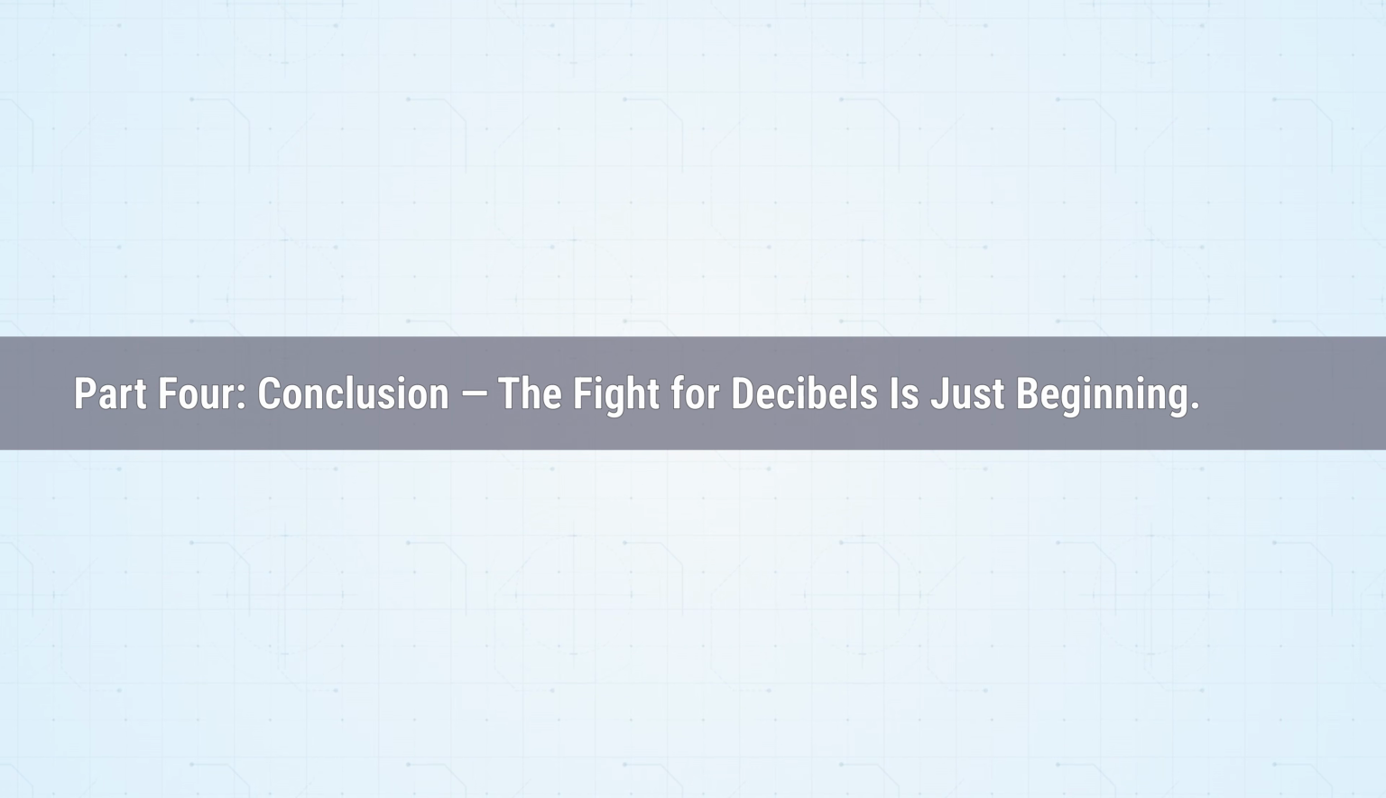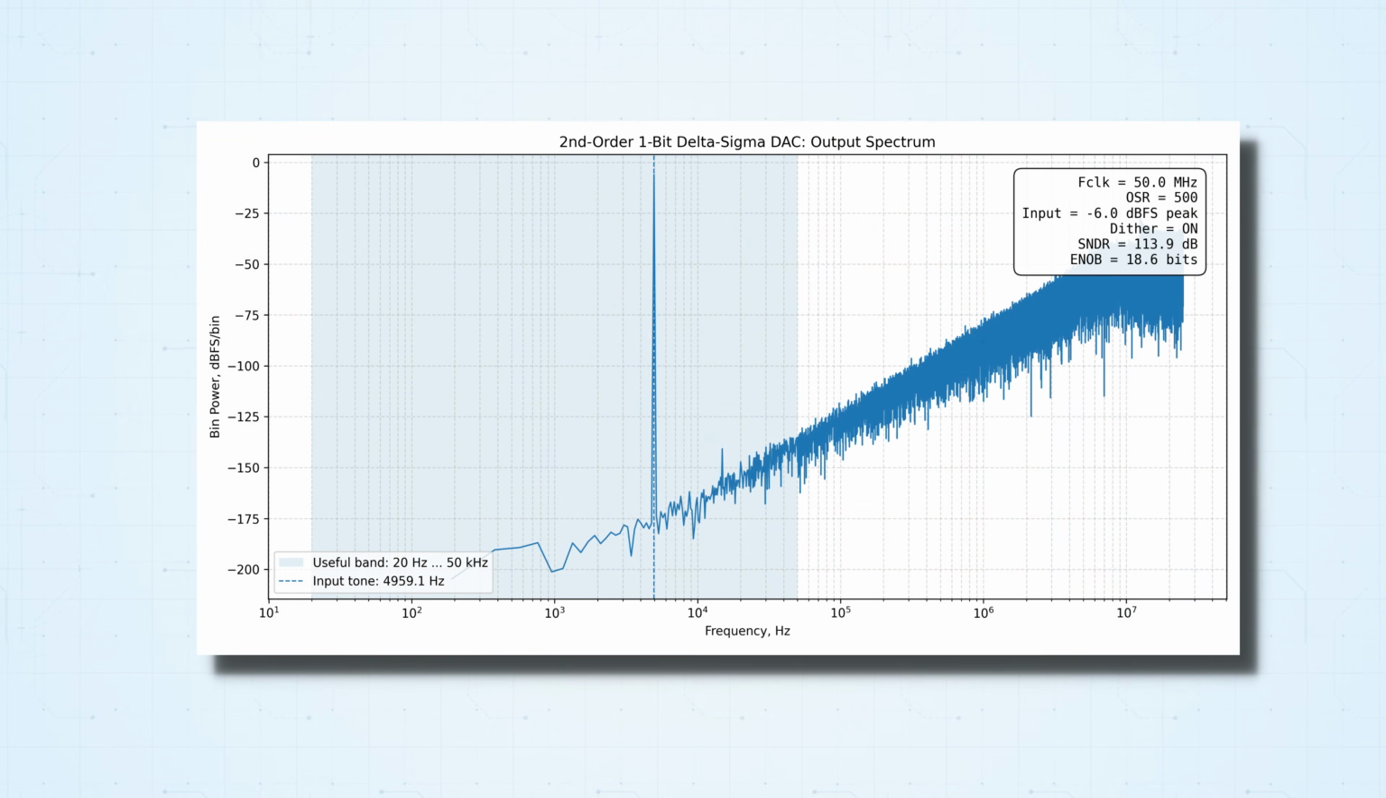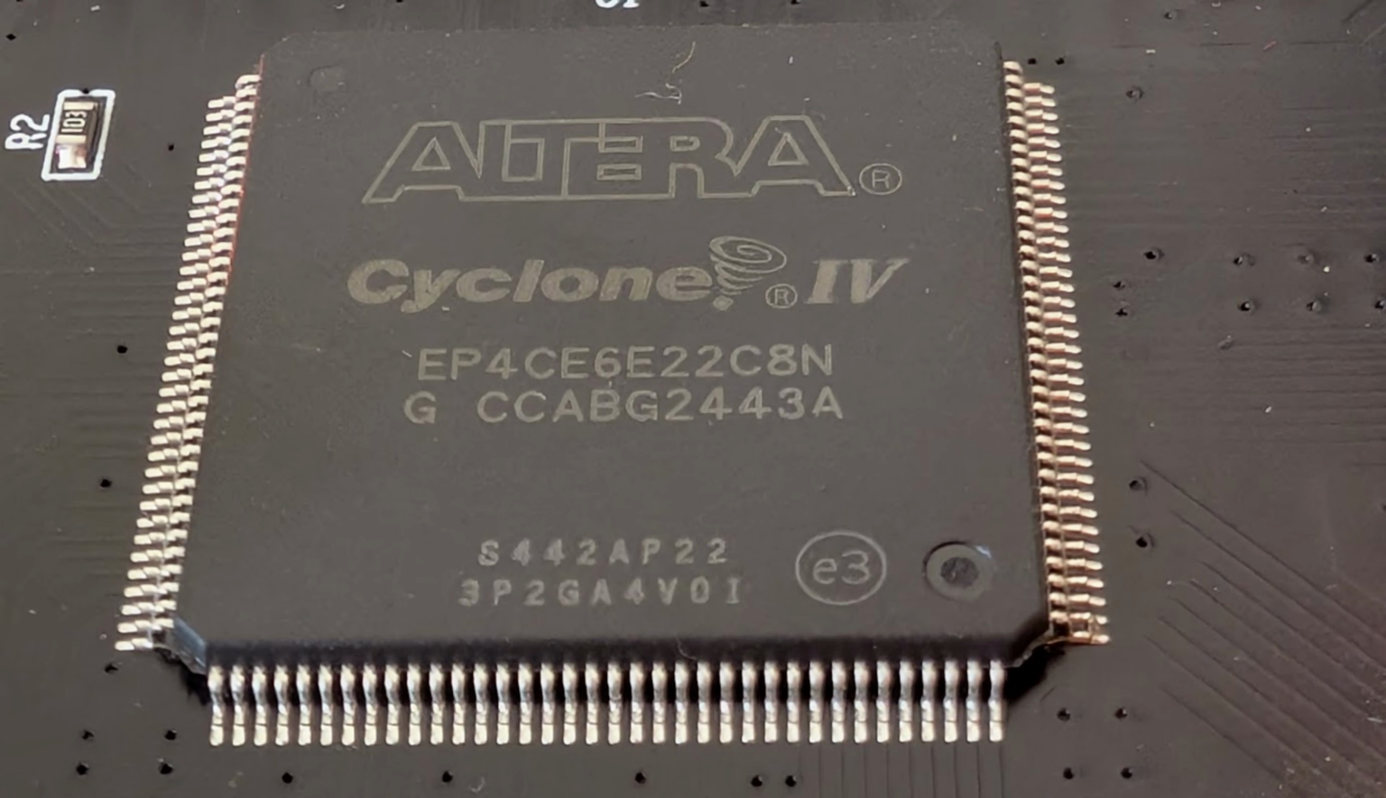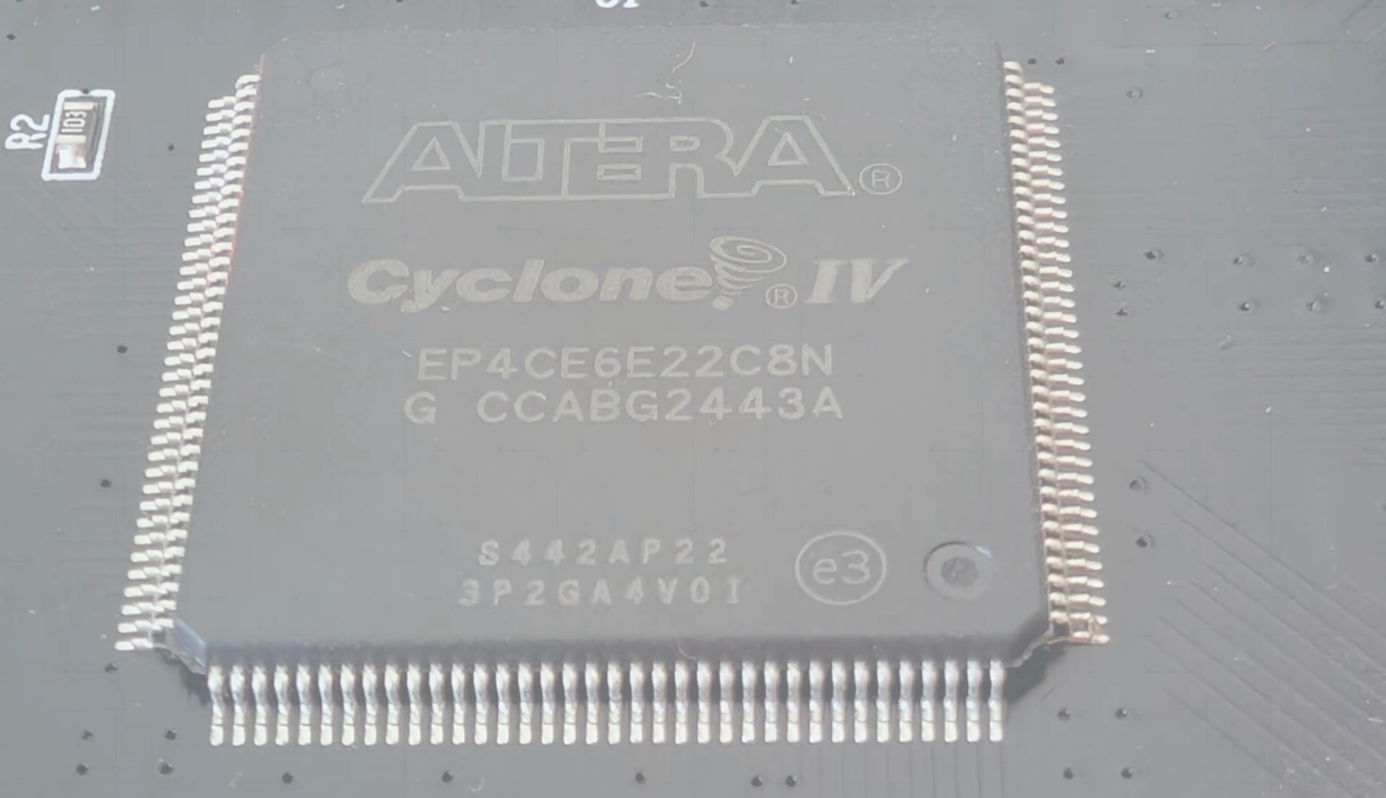Conclusion: the real fight for decibels is just beginning. We have achieved almost 114 decibels of clean dynamic range. We have a beautiful, clean spectrum graph and an architecture completely validated by our model. But we absolutely cannot let this make us complacent. We fully understand that, for now, these are merely software simulation numbers. The reality that awaits us when we actually transfer this mathematics into the FPGA fabric is going to be a brutal fight for absolutely every single decibel.